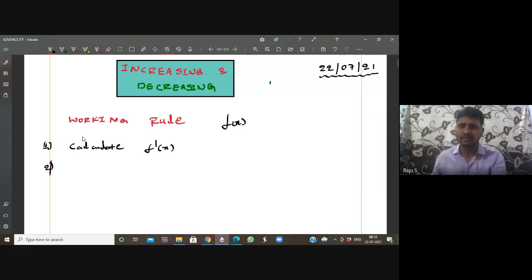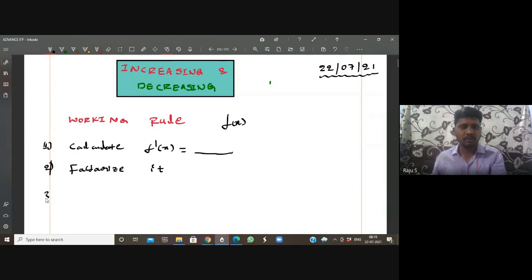The second point is that we have to factorize it. We have to factorize the given f dash of x. F dash of x is equal to some function. If it is a quadratic equation, we can factorize it. It may be cubic, it may be biquadratic. If it is a polynomial, we can factorize. If it is trigonometric, we have to take the general solution according to the given interval.